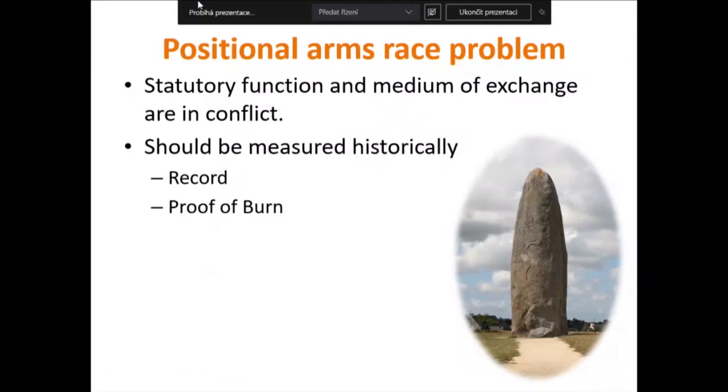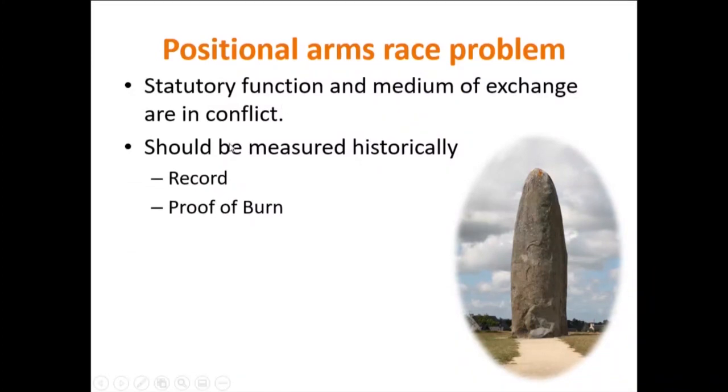So the proposal, how it can be solved, is either to measure the amount of money historically. So once you reach a record of how much money you had, it would be somehow recorded, and you can use it as a show off. And then at the same time, you can claim that you are a philanthropist. You got rid of the money, you gave it to the people, whatever. The best way to do it would be proof of burn.